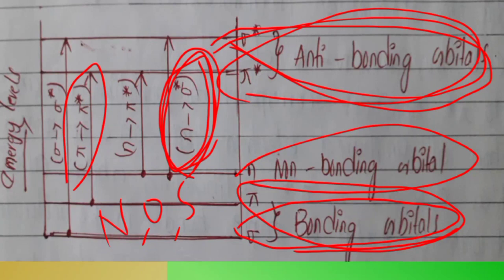Pi to pi star transition molecules contain double or triple bonds, and it occurs at longer wavelength. These transitions occur in the near ultraviolet or visible regions.